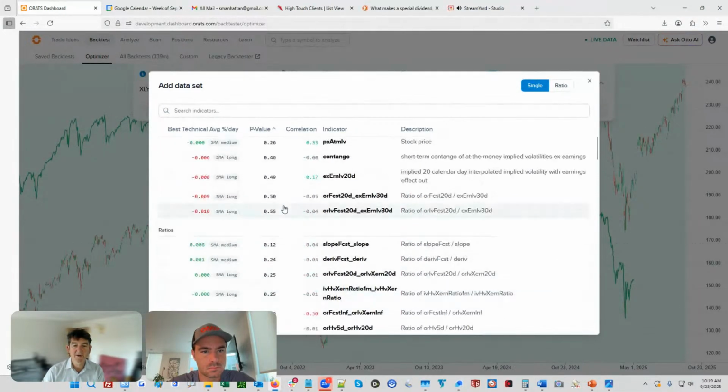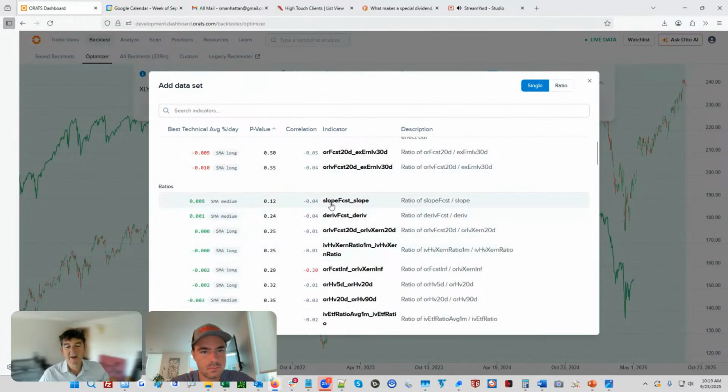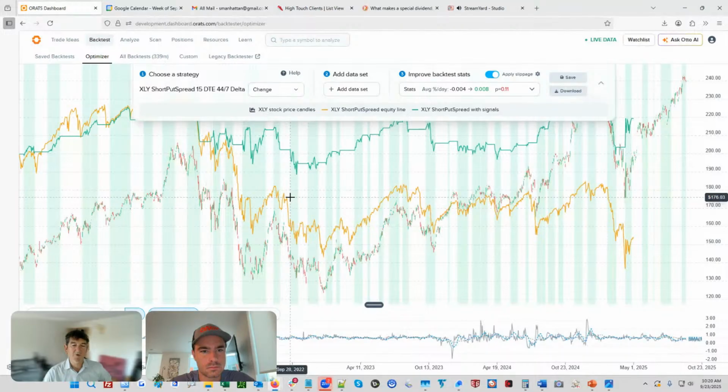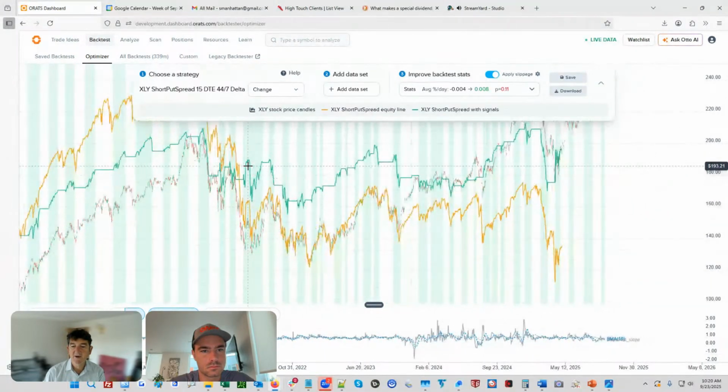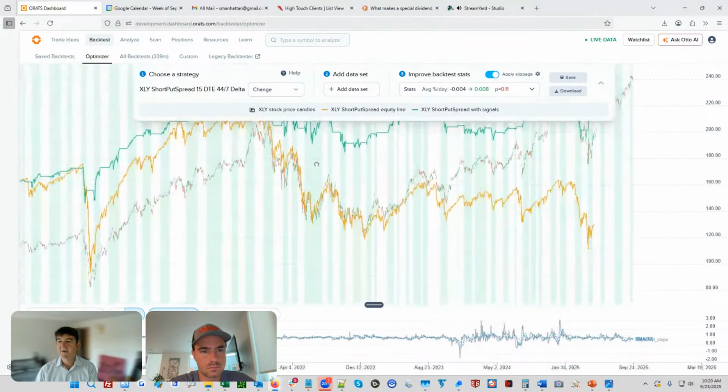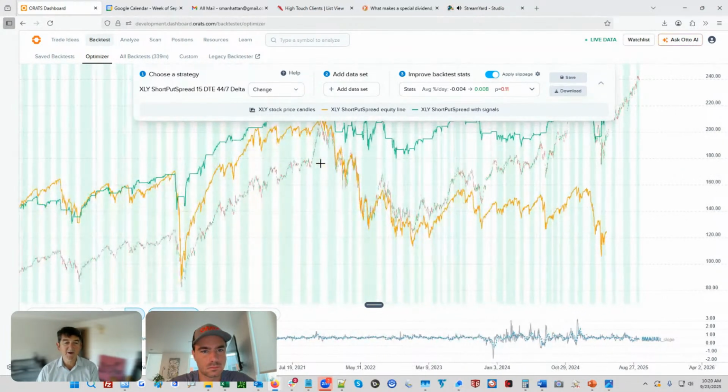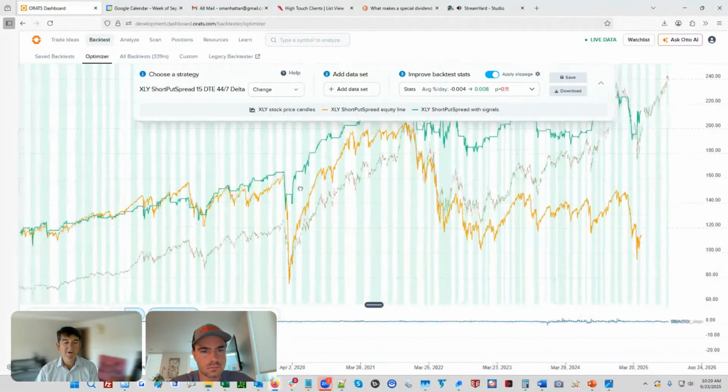So what we do here is I would probably look at the slope forecast versus slope. I want to find something that's meaningful, which is to say, with the short put spread, your slope forecast is important. We're putting all our indicators in there, and sometimes you'll find things that are just maybe not as appropriate for a particular strategy. But a slope forecast versus slope is something that you may want to use for a particular strategy.